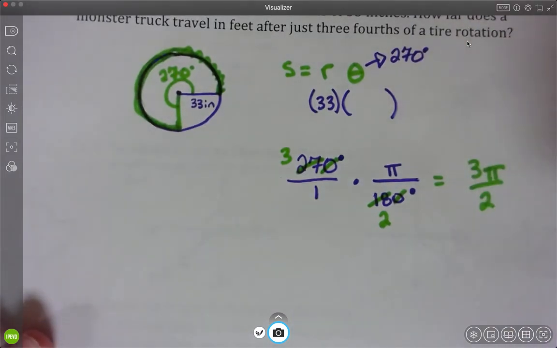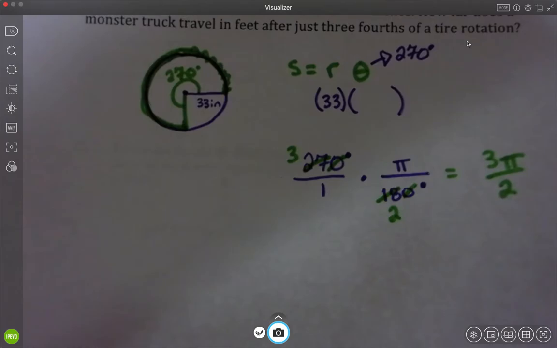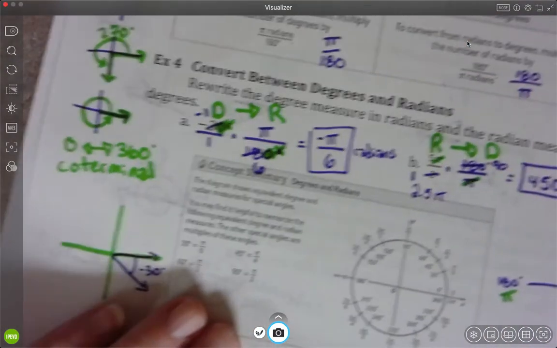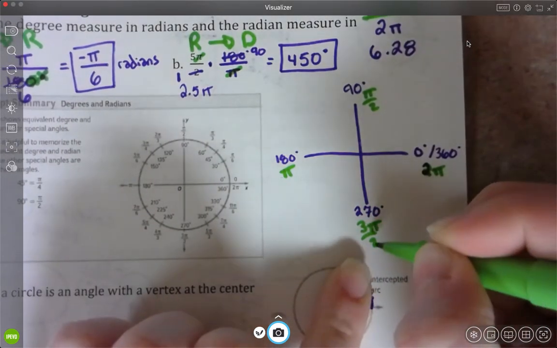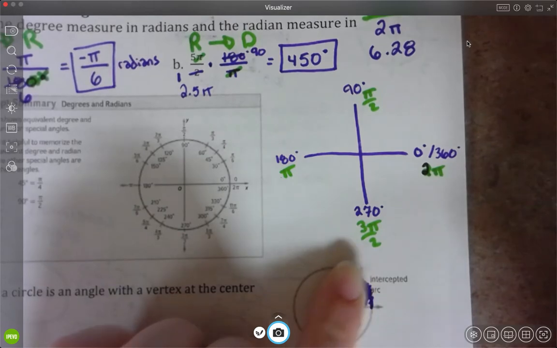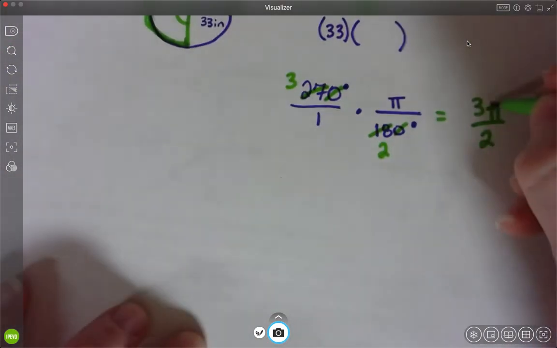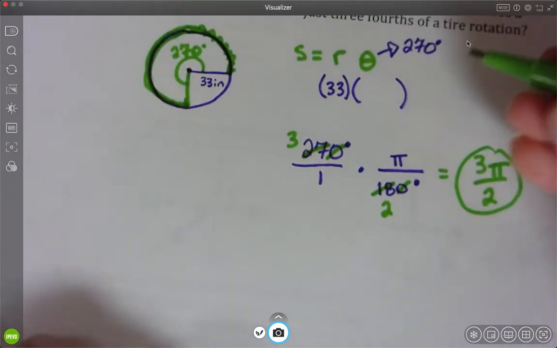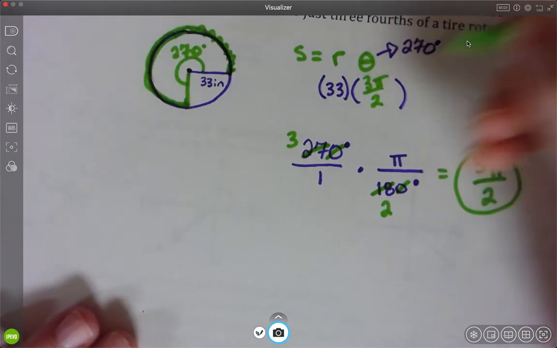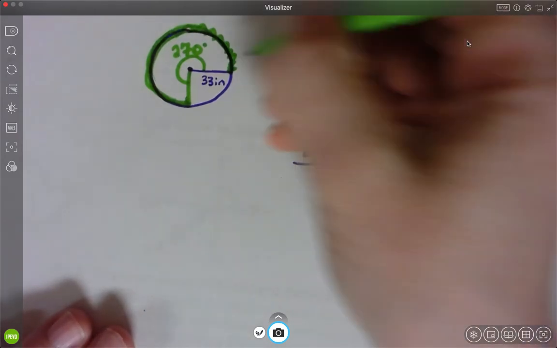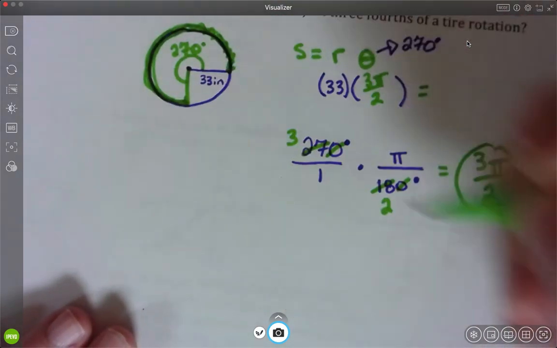I think we talked about that on the front side here. Right here, 270 was 3 pi over 2. There we go. We've converted it. We've seen why it is, and there it is, 3 pi over 2. Now I want to take this and put it in this spot, 3 pi over 2. Then all I'm going to do is multiply that by 33, and that's going to give me the distance that the monster truck tire has traveled.